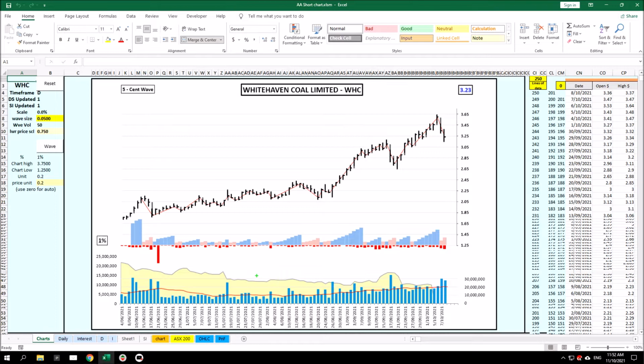I also have a wave chart incorporated. In this case, it's a 5-cent wave. That means that price has to move by more than 5 cents in the opposite direction for a new wave to begin. And the wave is this red line that you can see on the chart. And it's the dynamic wave. Here's the wave size here. If I made it a 10-cent wave, you can see it says 10 cents now. And I click the button and it changes to a 10-cent wave, which means that price has to move by 10 cents or more in the opposite direction for the wave to create a new wave.